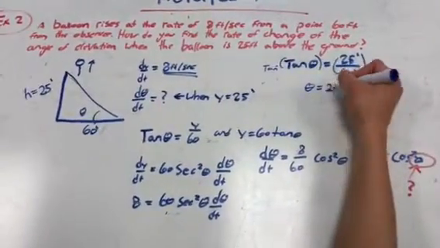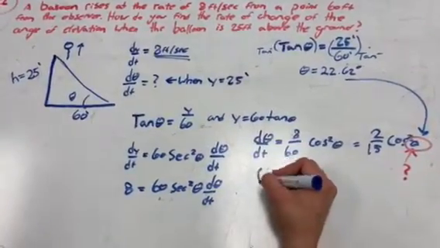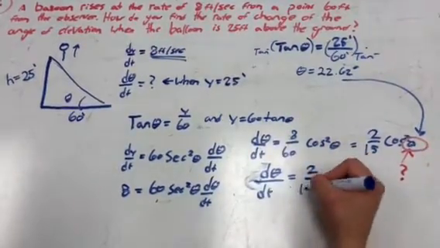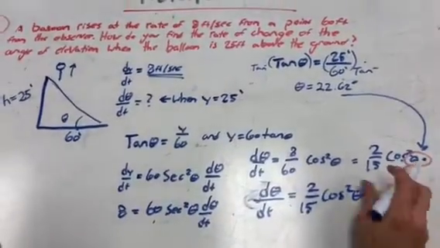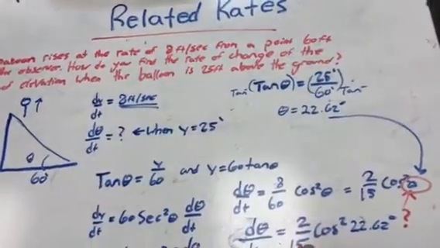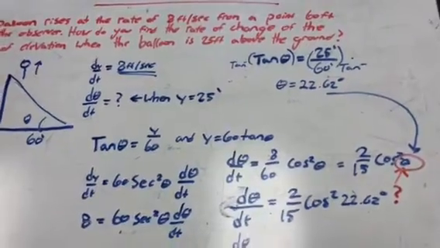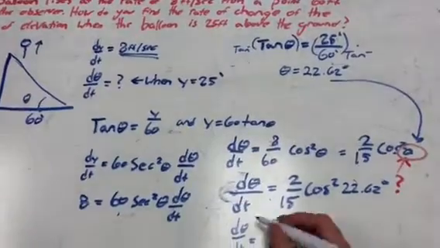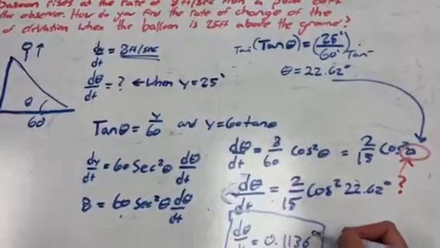When you do so, you get an angle of 22.62 degrees. When you plug that into the equation for d theta over dt, you can finally solve for the answer: cosine squared of 22.62. After using the trusty calculator once again, you get an answer of 0.1136 degrees per second.